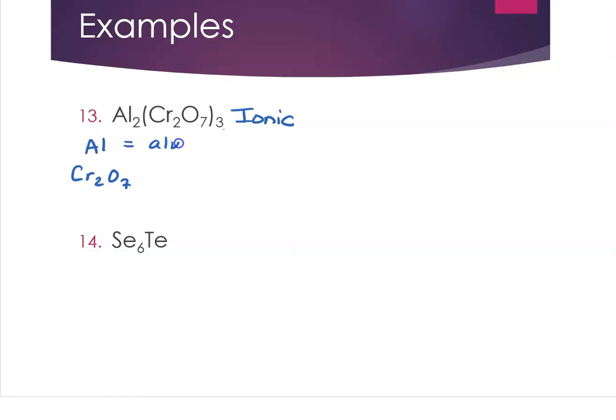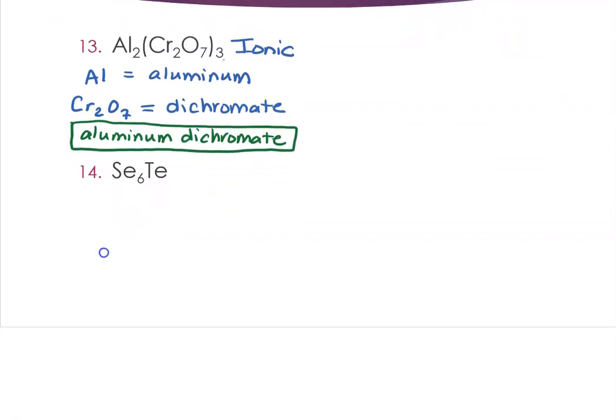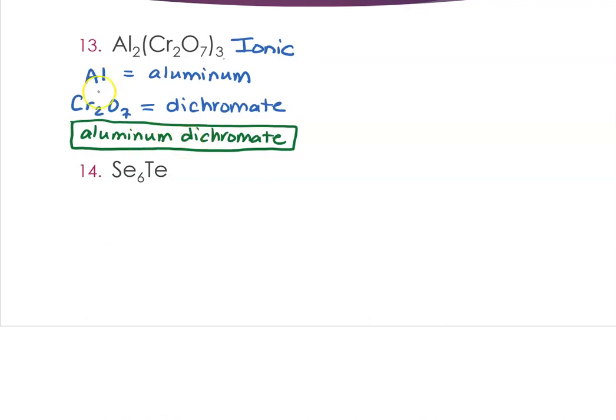So Al is aluminum, and Cr2O7 is a polyatomic, and if we look at our formula sheet, we see that it says dichromate. So this is aluminum dichromate. Again, because it's ionic, I don't care about the prefixes or the number that I have. I only use the name of the cation and the name of the anion.